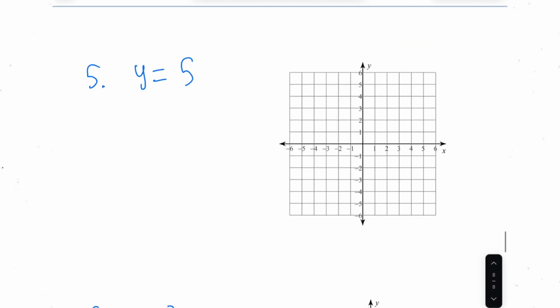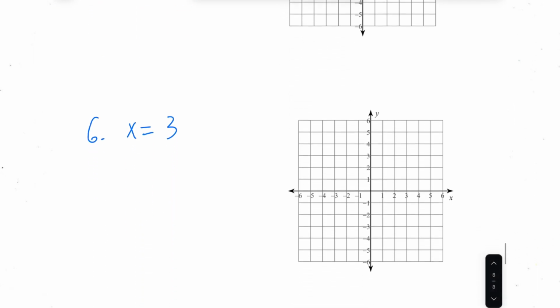So graph number 5, where you don't have anything else but just y is equal to a number, all that means is wherever y on the y-axis is equal to 5, we're just going to draw a line through there. And that's it. That's how you graph anything where y is just equal to a number. Whatever number that is, you just have a straight line going through it.